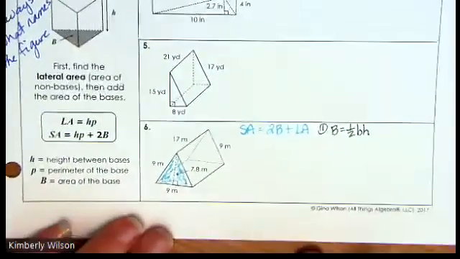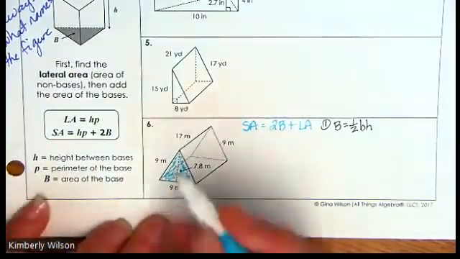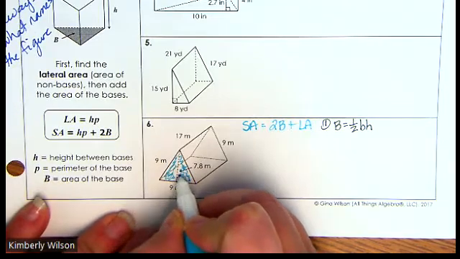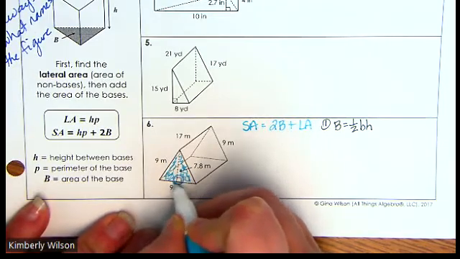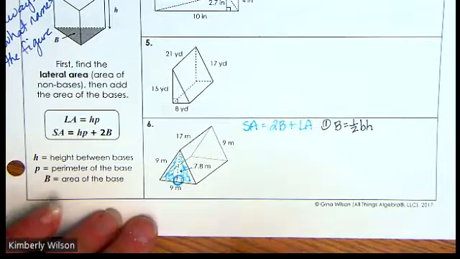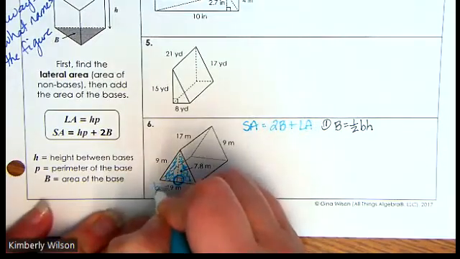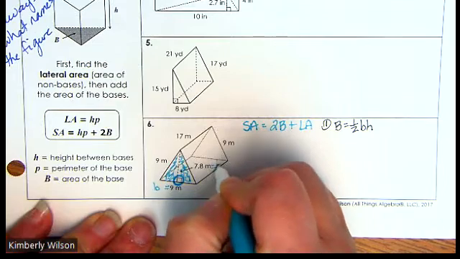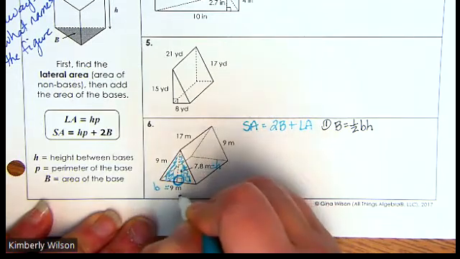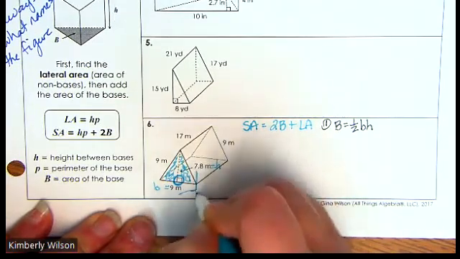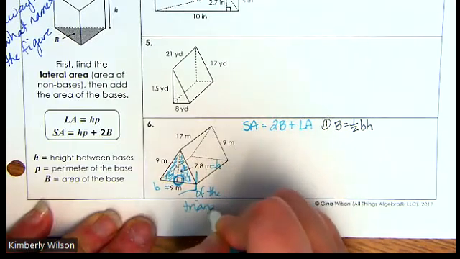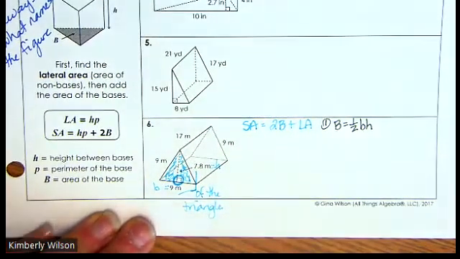So that means I need to label in this figure what the base and the height of the triangle is. All right, remember the base and the height have to make a right angle, which is made right here. So that means this 9 is the base. This 7.8 is the height. Both of these are of the triangle. That's the base and the height of the triangle.